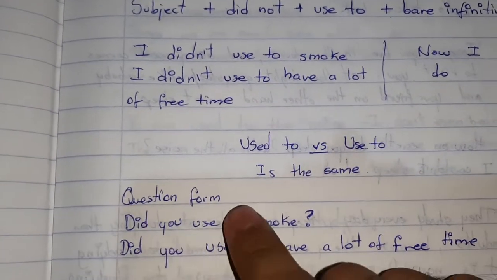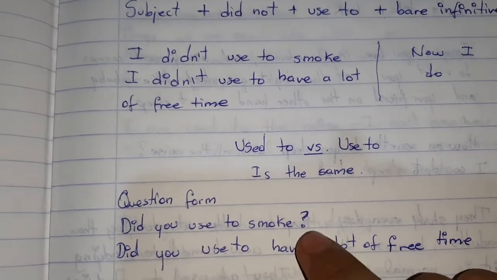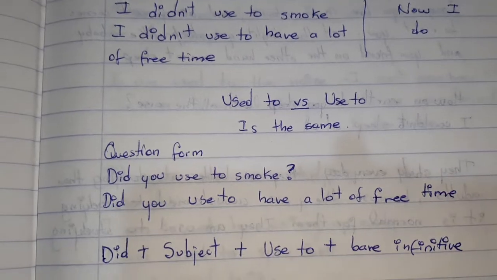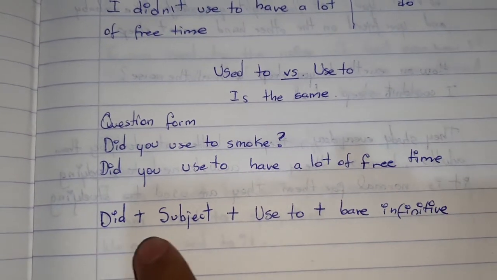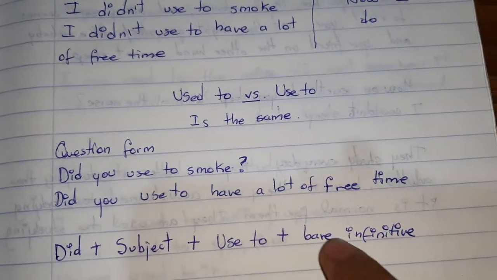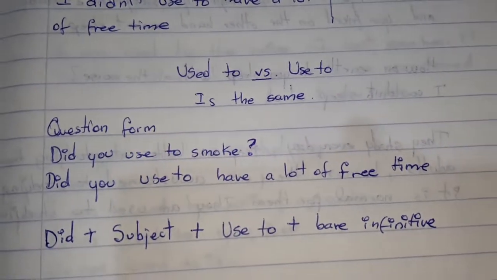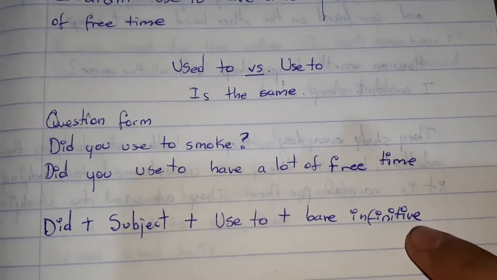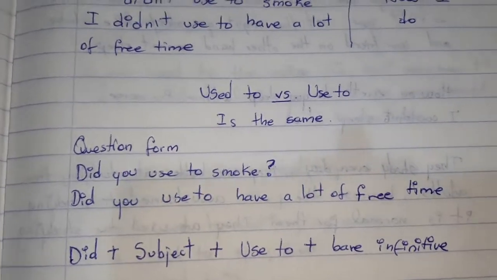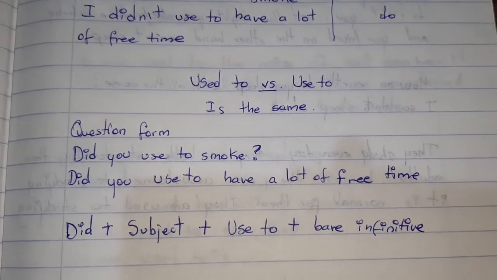And what about the question form? It is in the following way. Did you use to smoke? Did you use to have a lot of free time? So the structure will be: the auxiliary verb did, plus subject, plus use to, plus the verb infinitive. The verb infinitive is how we express the infinitive form of the verb. So this is the verb infinitive and this is the structure of use to in the question form.